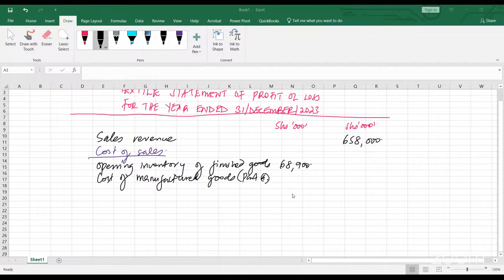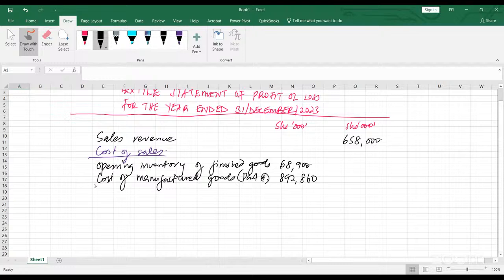The final answer for the cost of goods manufactured, it was how much? It's 892,860. That is the cost of the manufactured goods from our manufacturing account.